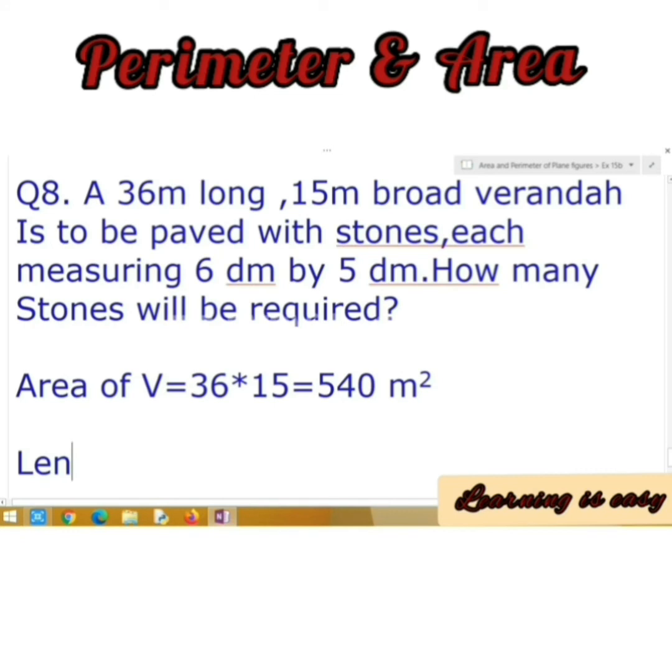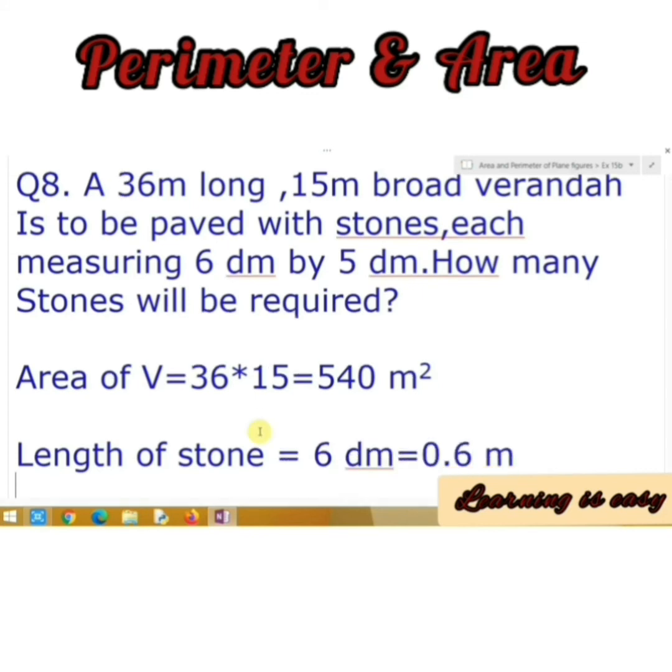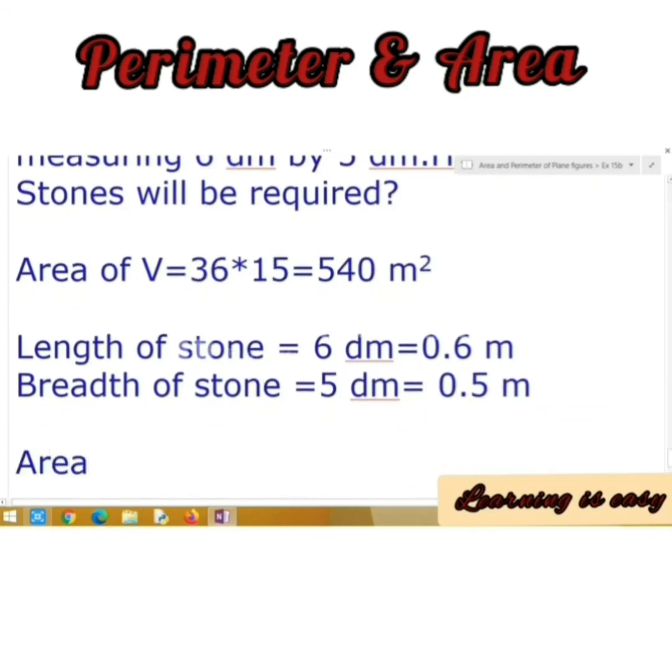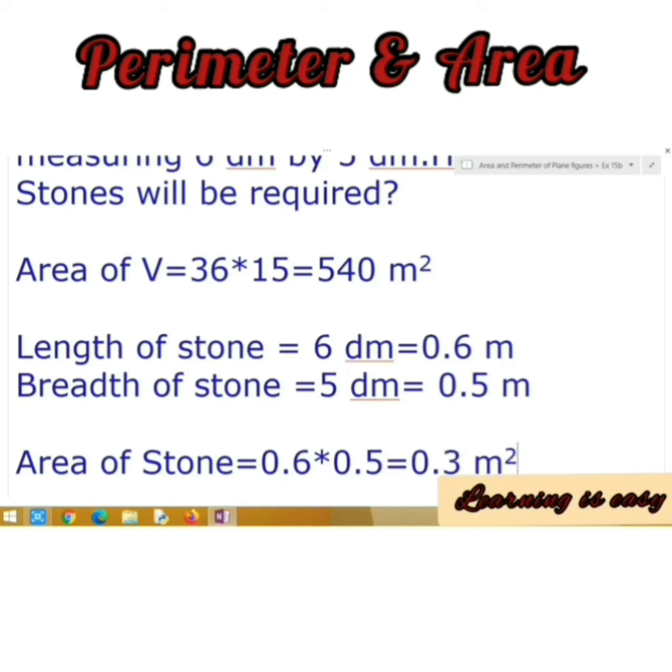It's to be paved with stones and the measurement is given for the stones. So length of the stone is 6 dm, which is to be converted to meter. That's 0.6 meter. Breadth again need to be converted to meter. That's going to be 0.5 meter. So with this we can find the area of stone. That's going to be 0.6 into 0.5, which gives us 0.3 meter square.